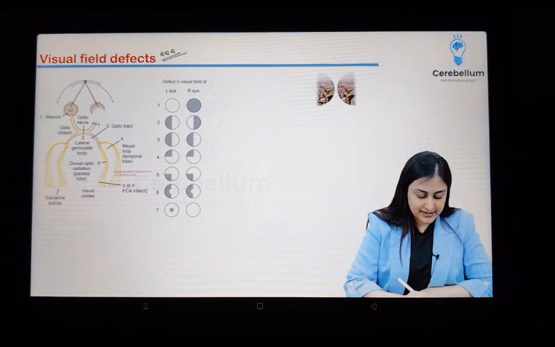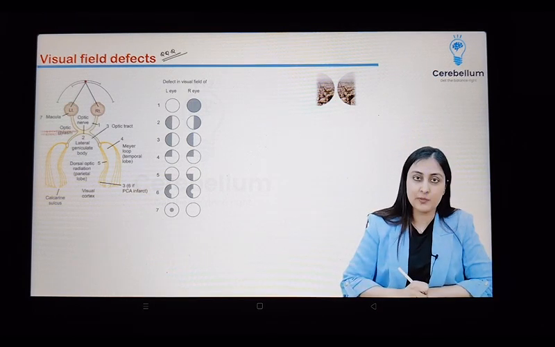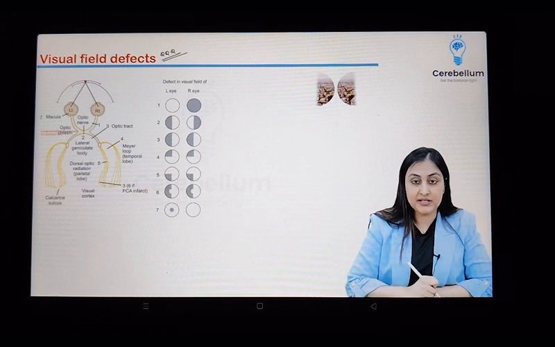So now let's understand. Let's say there are these various lesions in the optic pathway. So first thing is the optic nerve.